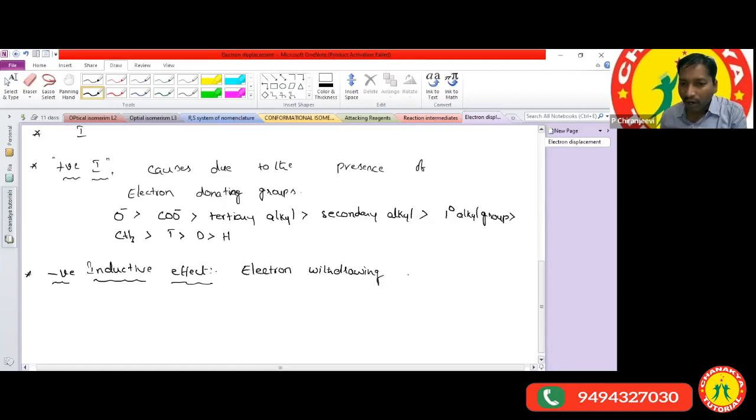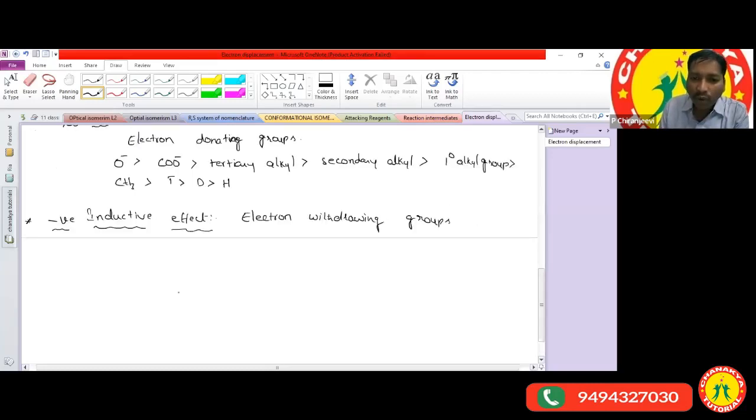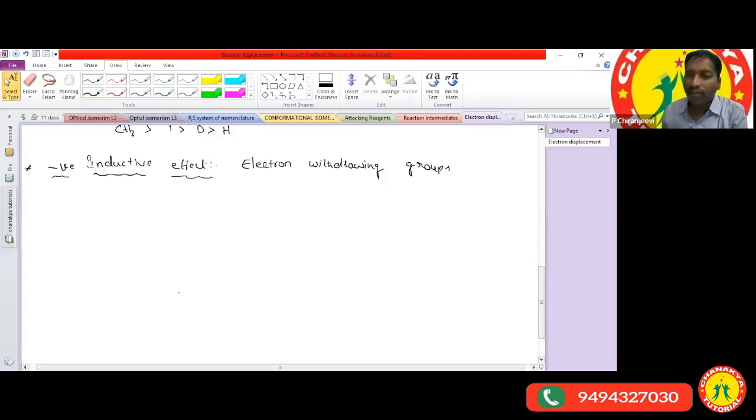Electron withdrawing groups are the cause of the negative inductive effect. So what are the examples of the electron withdrawing groups? Any one of you? Which can we consider as electron withdrawing groups? And what is the strength of the electron withdrawing groups?